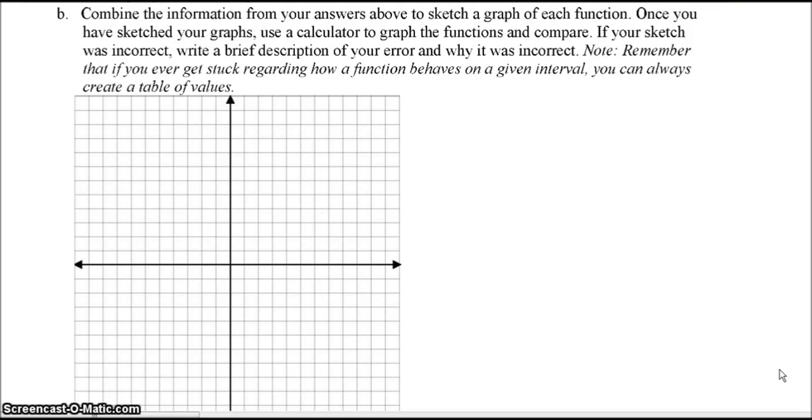Combine the information from your answers above to sketch a graph of each function. Once you have sketched your graphs, use a calculator to graph the function and compare. If your sketch was incorrect, write a brief description of your error and why it was incorrect. Remember that if you ever get stuck regarding how a function behaves on a given interval, you can always create a table of values.